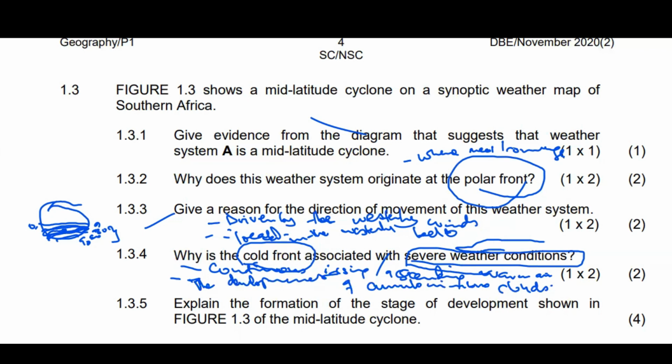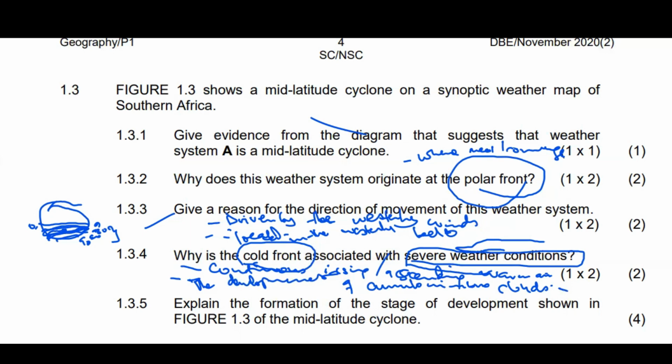Automatically, because of the excess of cumulonimbus clouds along the cold front, you expect resultant effects of what? Heavy rainfall, okay? Lightning and thunder. All those are conditions that are known as severe weather conditions that will be experienced along the cold front. Therefore, we say that because of the existence of the cumulonimbus cloud, automatically it will result in severe weather conditions along the cold front.